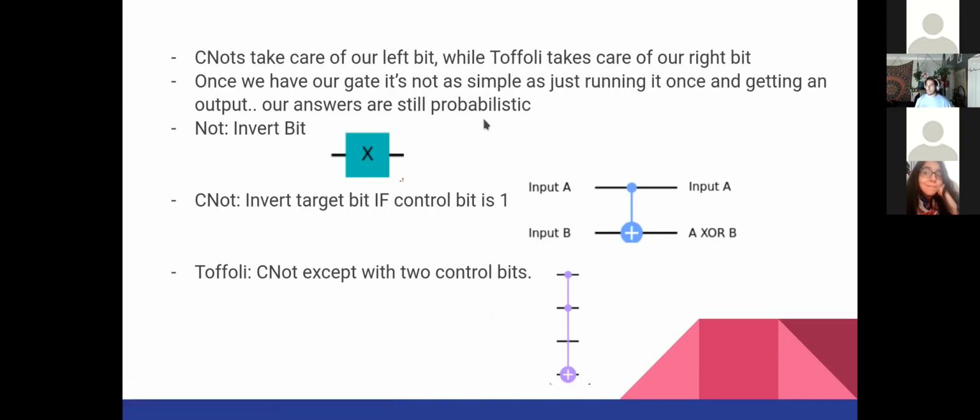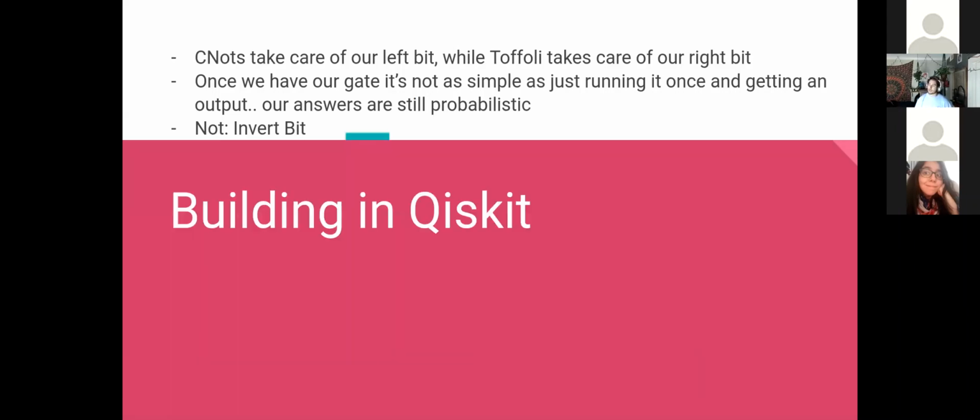But something that was highlighted in the video is it's not as simple as just running this and getting an output, because if we ran it once, they're still very much probabilistic, and we're not going to get a sound answer unless we run it a sufficient number of times and then extrapolate the probabilities for each qubit. Now we'll move on past the theory into the actual building, like what this lab is about.